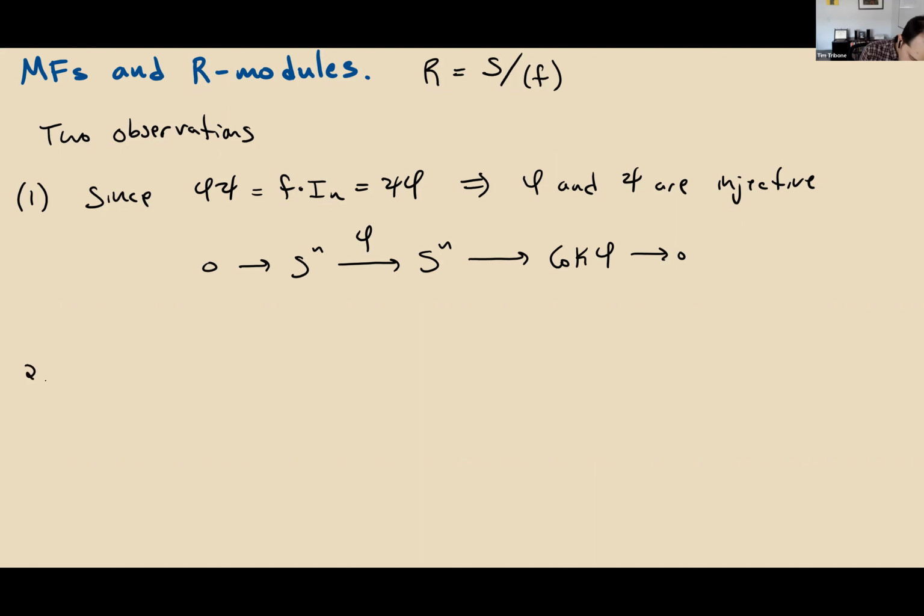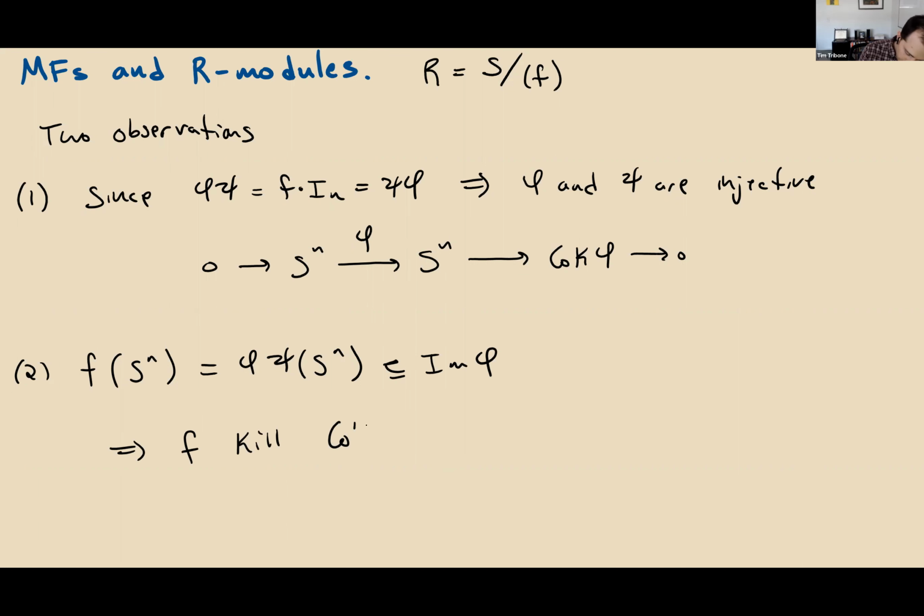Secondly, if you consider multiplication by f, that's the same as the composition phi psi. So that's contained inside the image of phi, because phi sits on the outside here. And so f is going to kill the cokernel of phi, which means the cokernel of phi is naturally an R module, where R is our hypersurface up above. So from each matrix factorization, we get an R module, and in fact it's an R module which has projective dimension 1 over the base ring S.